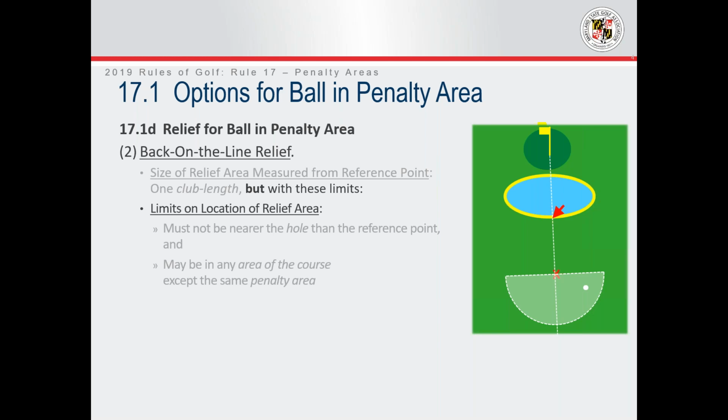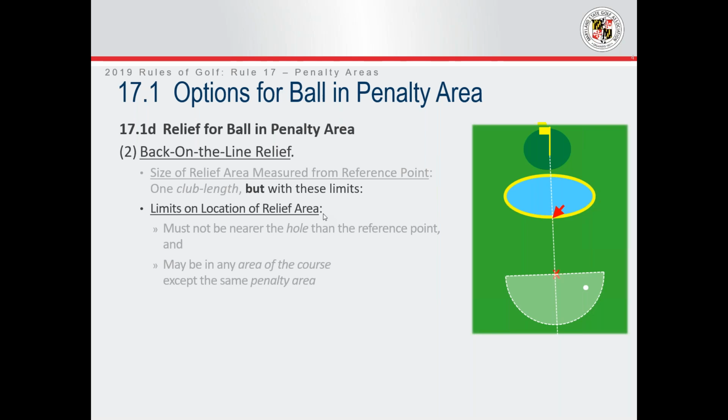And the way we do that is we go back on the line from where we last crossed and the hole, and go back as far as we'd like, find a reference point, have 1 club on both sides, and we have a relief area. And we know how to drop into that relief area as we went over last week, right? So those are our 2 options. Limits on location of the relief area: it must not be nearer the hole than the reference point, and it may be in any area of the course except the same penalty area. So you could have a situation where you may be dropping in a different penalty area, but you can't drop in the same penalty area.